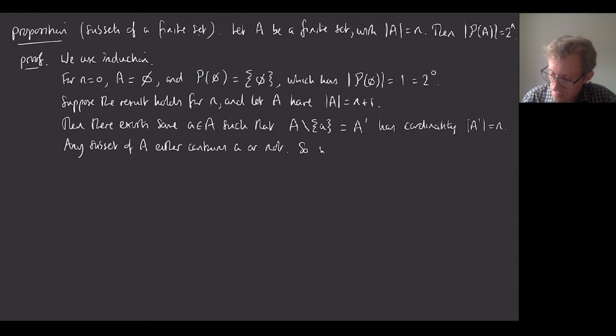So we can write, and this expression is going to be a bit long, so I'll write it on the next line. We can write the power set of A as the union of two sets. One of them will just be the power set of A primed. That's the set of all subsets of A primed. And then we're going to take the union of that with the other one, which is the set of all subsets of A primed combined with the element little a.